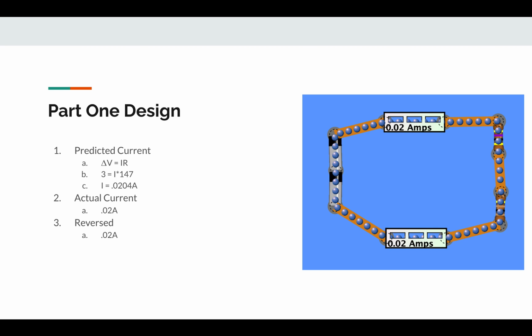Part 1 design: we predicted the current using Ohm's law, so we'd have 3 equals I times 147, which is the total resistance of both of these resistors. And we got I equal to 0.0204 amperes. And then the actual current was that, obviously the sig figs took off the last two digits, but we can say that they're the same. And then when we turned the ammeter upside down, with the positive and negative ports reversed from what it had before, we still had 0.02 amps.